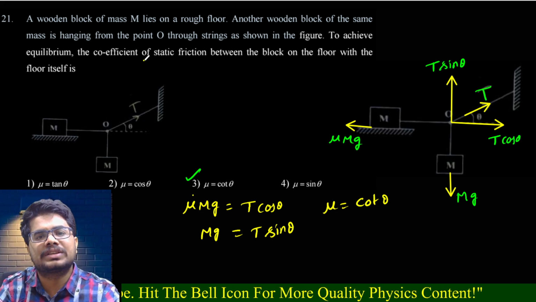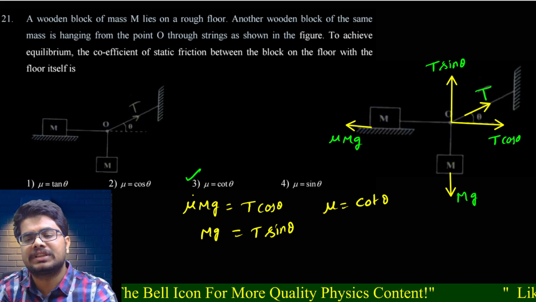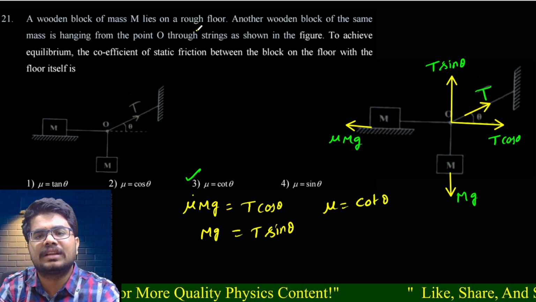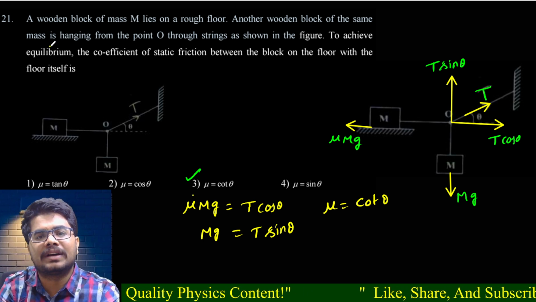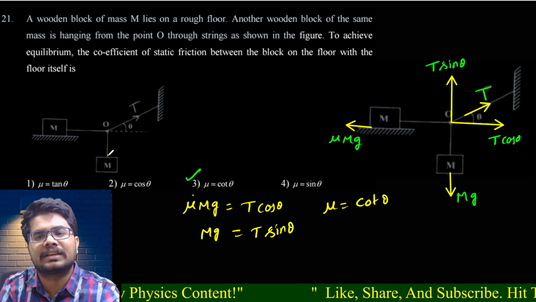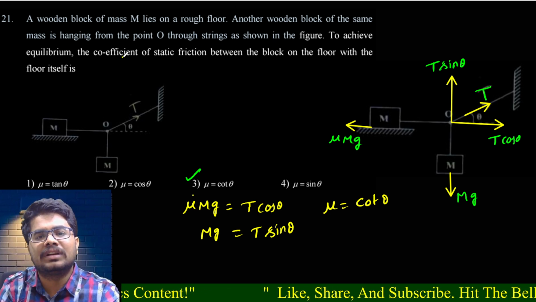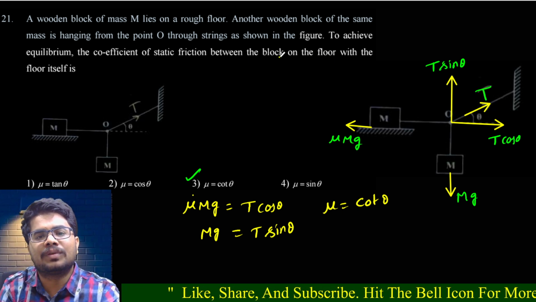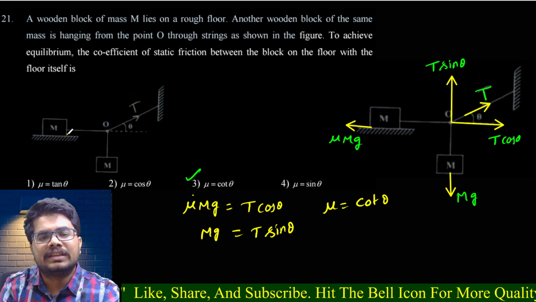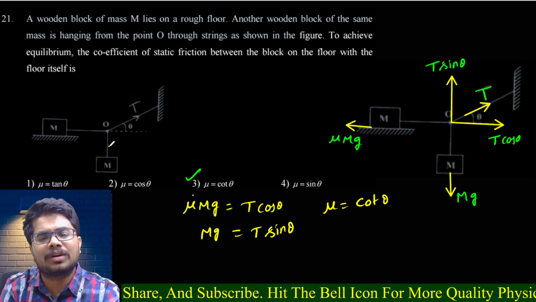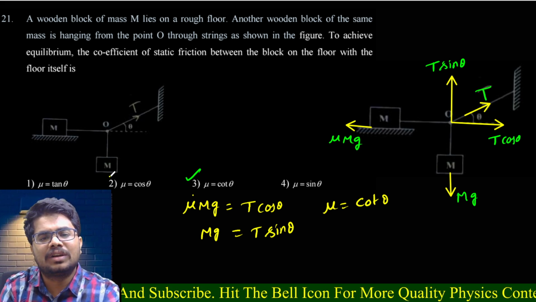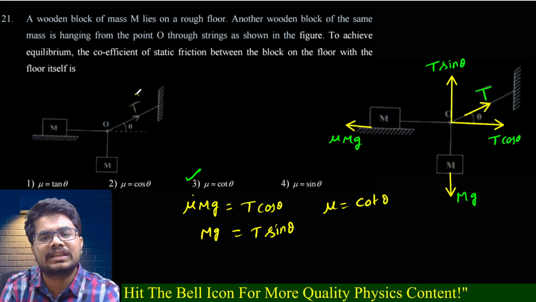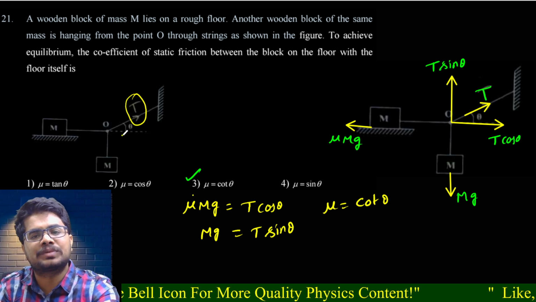Fine. Now look at this question. This is an NCERT example type of question. It's not a difficult question. A wooden block of mass m lies on a rough floor. Another wooden block of the same mass is hanging from point 2, like this, with the string shown in the figure. To achieve equilibrium, find the coefficient of static friction between the block and the floor. To achieve static equilibrium means all blocks should be at rest. Downward, what will act? Mg. Left side, friction will act. In this way, tension will act. Tension is not given in the question, okay? That is written by some student.